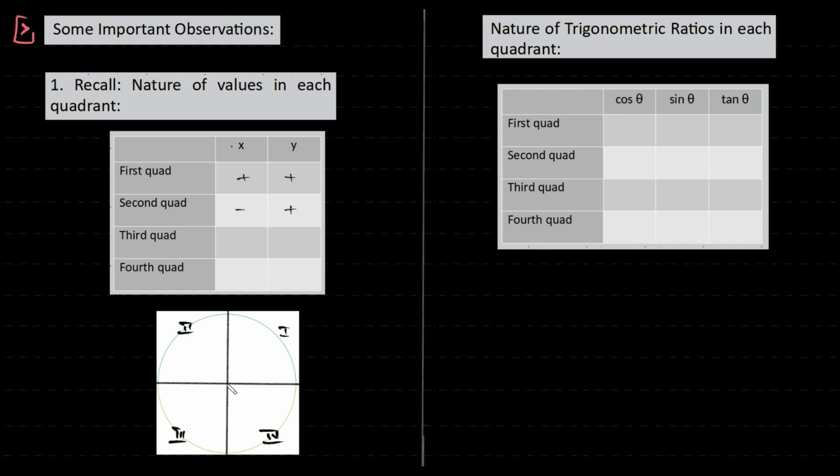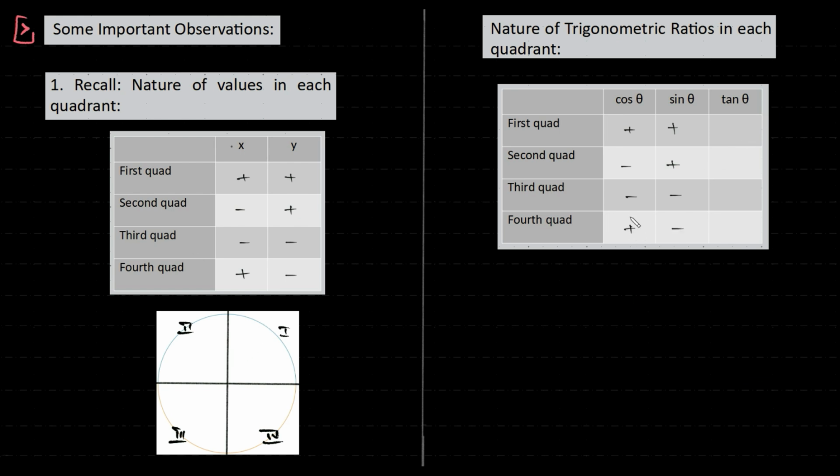When we talk about the third quadrant, it is left and bottom, so negative and negative. Fourth is right and bottom, so right is positive, bottom is negative. Now, using this particular knowledge, can we derive the nature of trigonometric ratios in each quadrant? We can. It's the same as this actually. So cos is related to x and sine is related to y. So we have positive and positive, negative and positive, negative and negative, positive and negative.